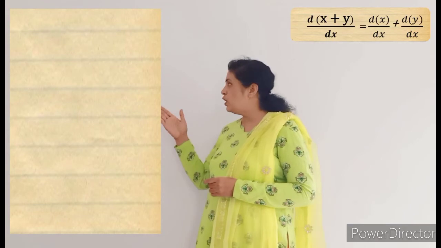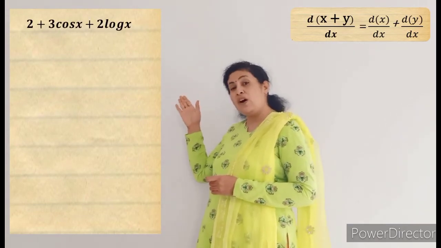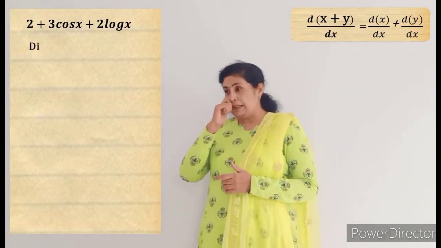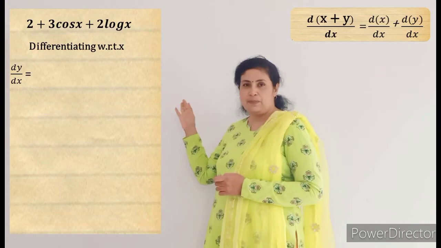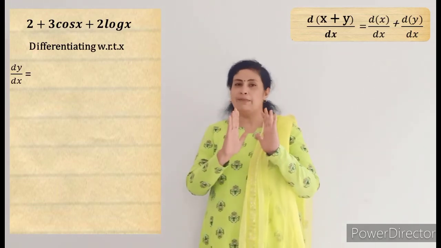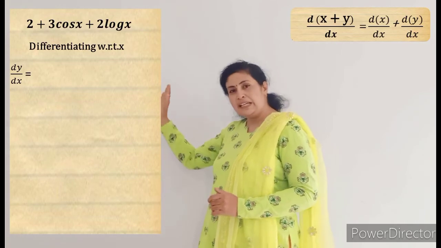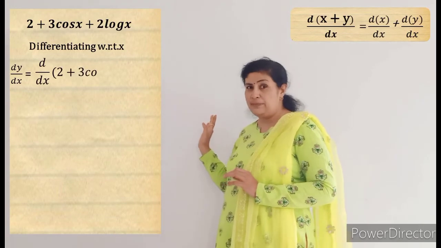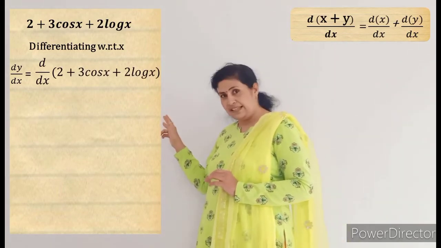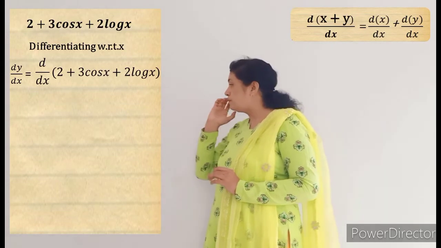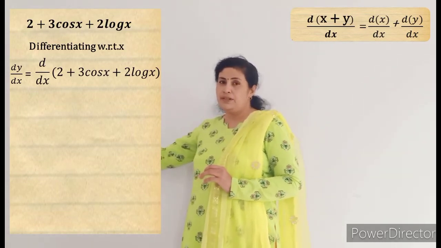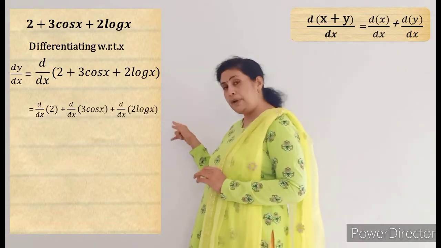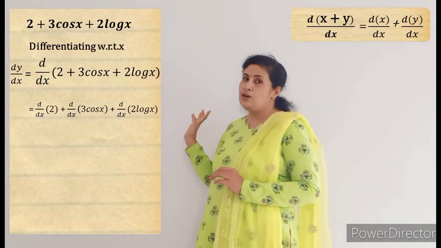Let us see one more example. Suppose the function is 2 plus 3 cos x plus 2 log x. Now here you will say it is x plus y plus z. The rule remains the same. You will differentiate each one separately. So d by dx of, first write everything in a bracket, that is 2 plus 3 cos x plus 2 log x. Now d by dx of 2 plus d by dx of 3 cos x plus d by dx of 2 log x.